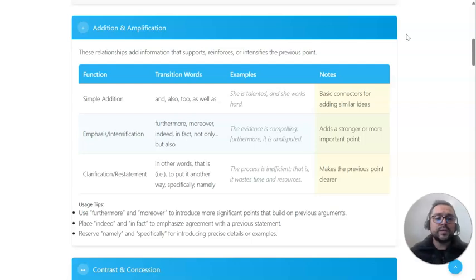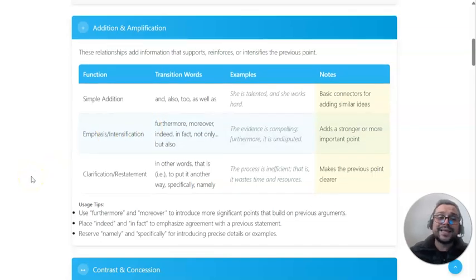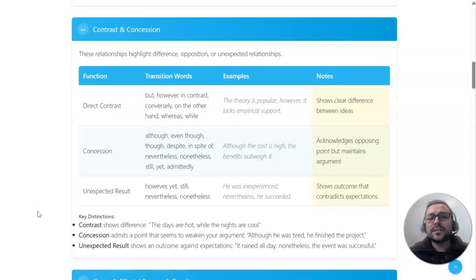Some usage tips: use furthermore and moreover to introduce more significant points that build on previous arguments. Place indeed and in fact to emphasize agreement with a previous statement, and reserve namely and specifically for introducing precise details or examples. Let's continue with contrast and concession.